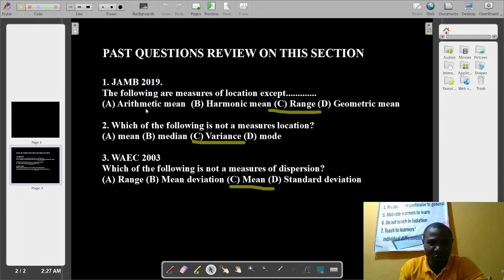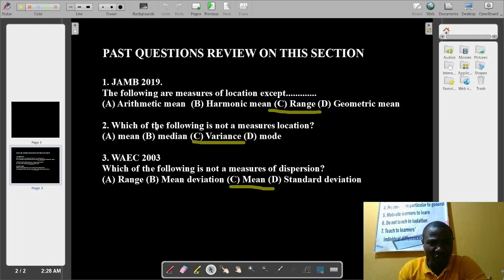Now, if you truly cannot pick the answer at face value, it simply means you did not follow the class or the first section of this note, and I will advise you to go over it so that you acquaint yourself with the different types of measures of location and measures of dispersion. In this case, the answer is range, as range is an example of a measure of dispersion.